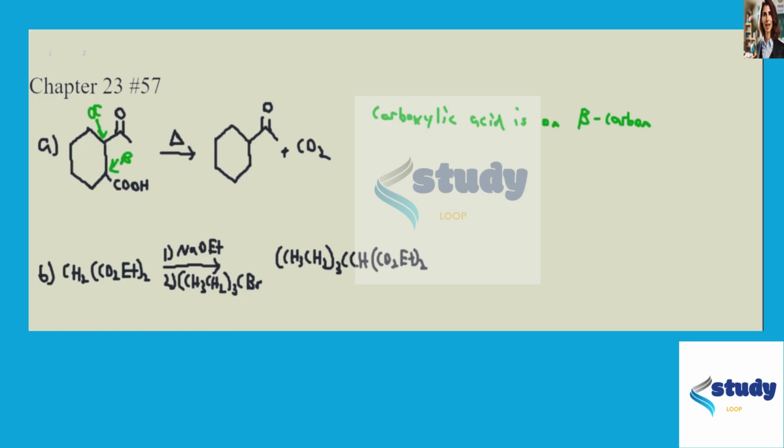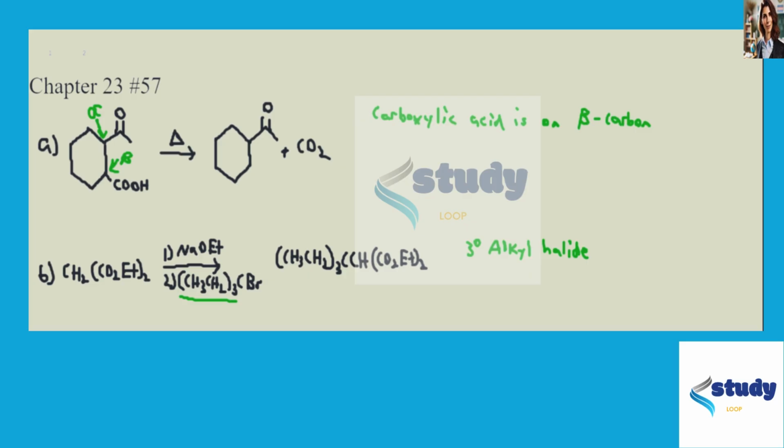Okay, and so then looking at B, we are trying to deprotonate diethylmalonate with sodium methoxide and then alkylate it using an alkyl halide. And the reason that this reaction is not going to work is because we are using a T-butyl, it would be T-butyl bromide. And so it's a tertiary alkyl halide. And remember, tertiary alkyl halides are not going to work for this reaction.